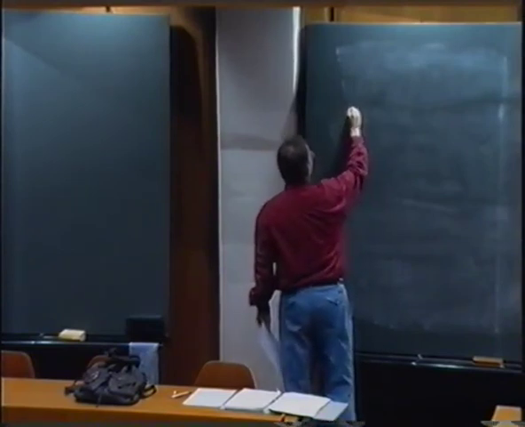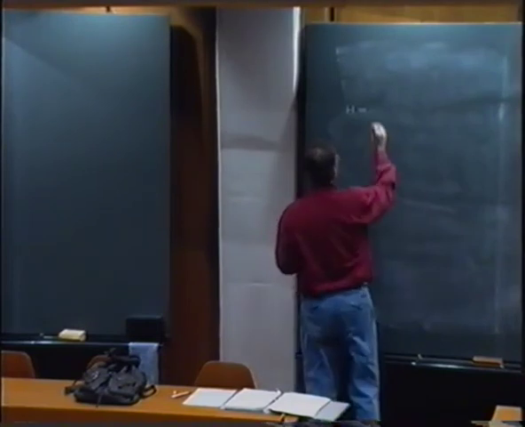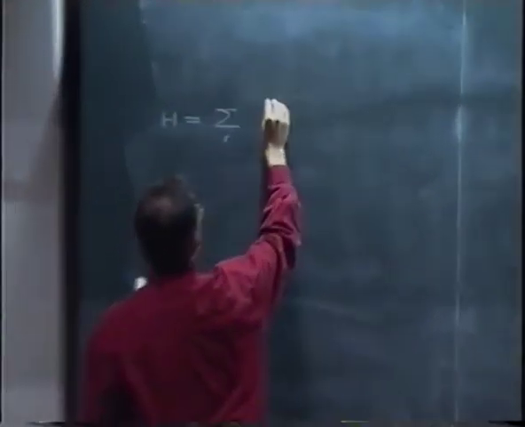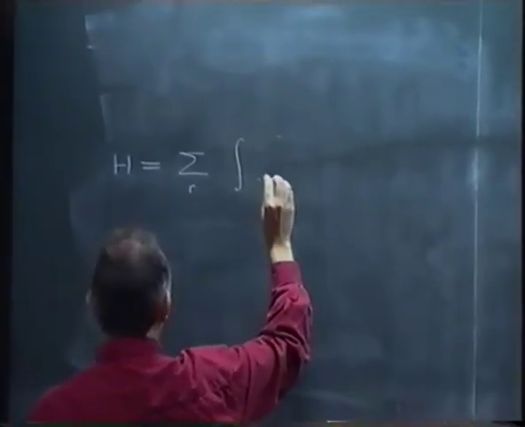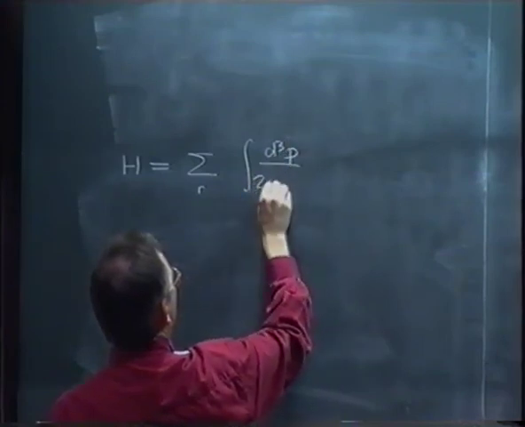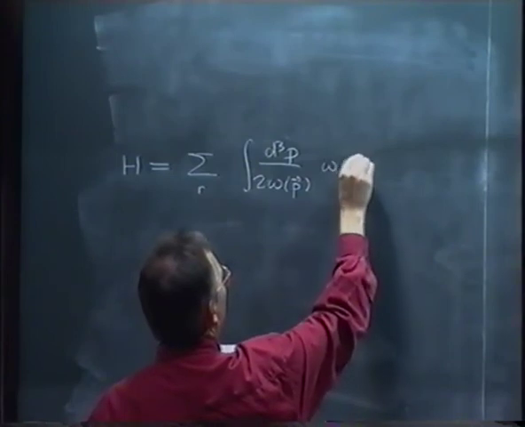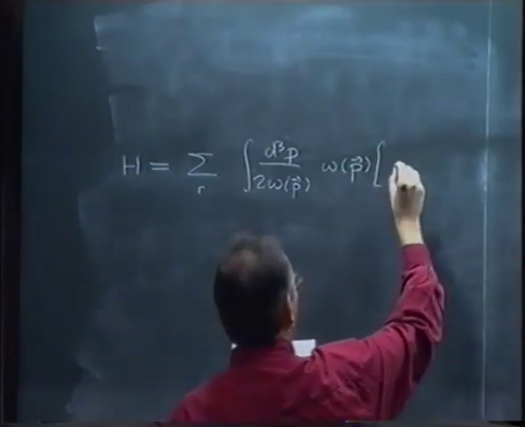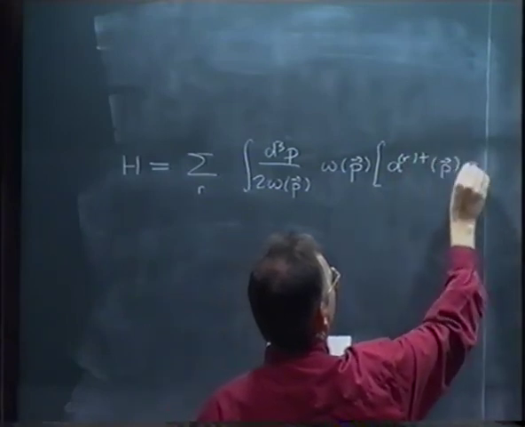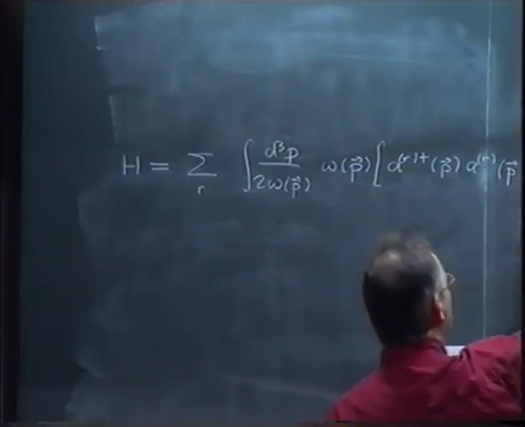some calculation you find that the Hamiltonian is proportional to some r, and then you have this integral again with a measure d³p over ω(p) times ω(p), and then it's a_r dagger(p) a_r(p), and then you find that here you get a minus sign.